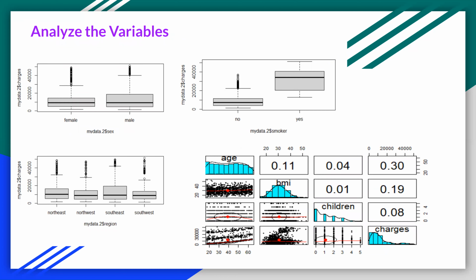Now, by analyzing the variables, we can see that gender and region are both relatively normally distributed with a little bit of variation. But the smoker variable definitely has a correlation with charges, as being a smoker would mean that you have a lot more medical costs.